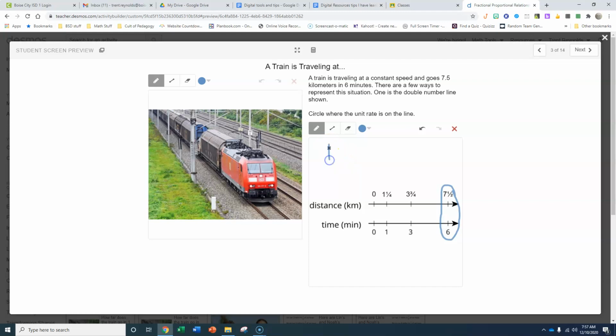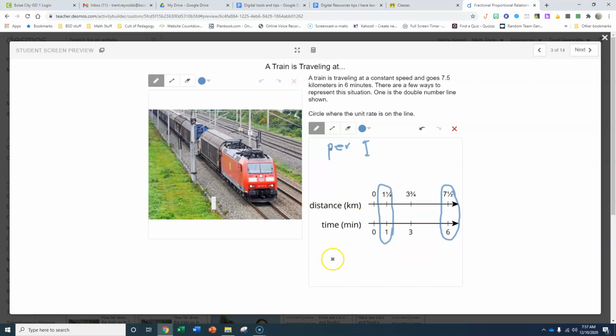So unit rate is per 1. That's what it means. So miles per gallon: how many miles can I travel in 1 gallon? Dollars per pound: how many dollars do I pay for 1 pound? These are unit rates, and we find those whenever there is a 1 in the table, or in this case a 1 on the number line. That relationship is the same as this relationship, right? So the relationship is the same. The name of this is a unit rate.